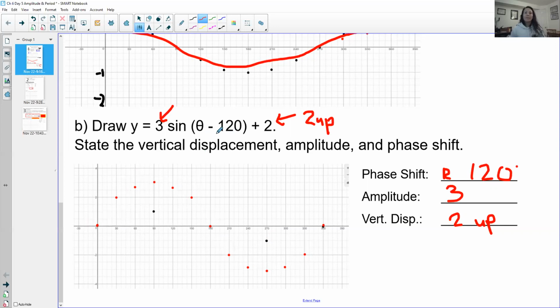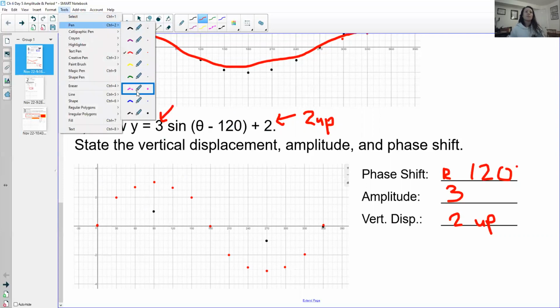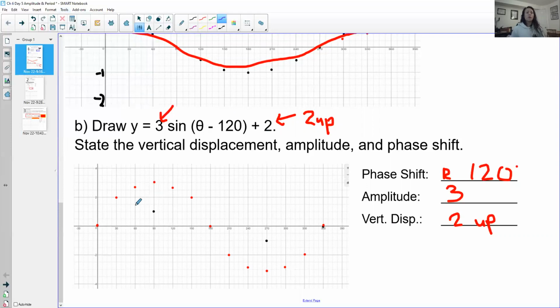But now I have to shift it 120 units to the right and 2 units up. Okay, so I might actually lose a little bit of my curve when I graph it. Let's get a different color for these last ones. So take your main 5 points. You are going to move them right 120 degrees and 2 units up.